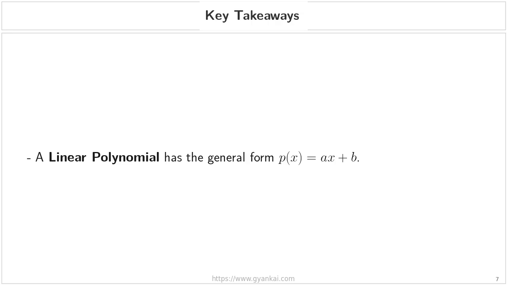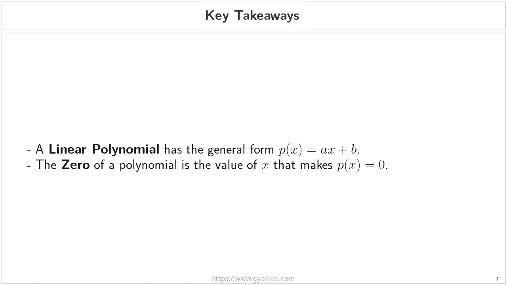Key takeaways. First, remember that a linear polynomial is defined by its degree, which is 1. As we saw in our earlier slides, it always follows the general form, p of x equals a x plus b. Second, it is crucial to keep in mind the definition of a 0. As we discussed when we first introduced the concept, the 0 of a polynomial is simply that specific value of x that, when plugged into the expression, makes the entire polynomial equal to 0.